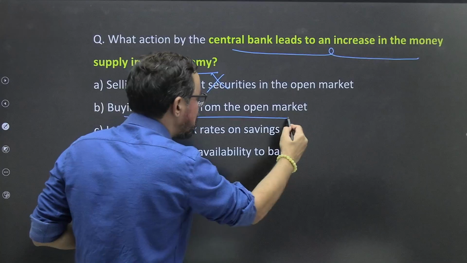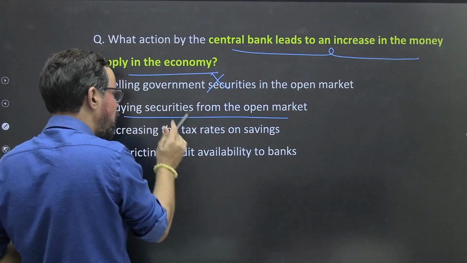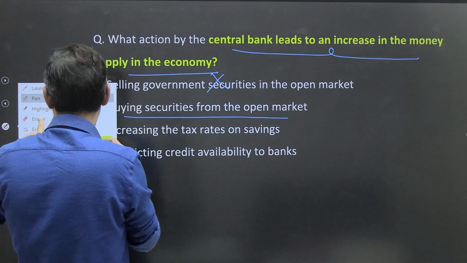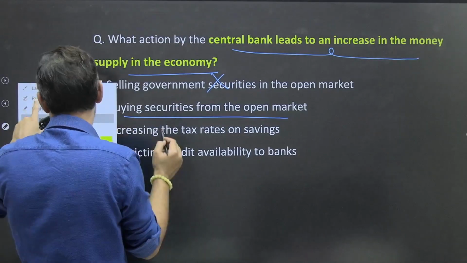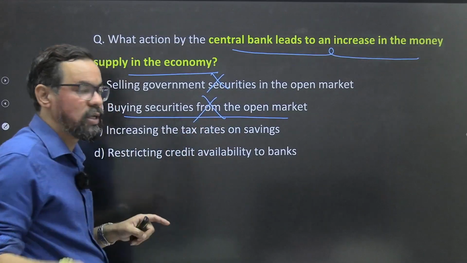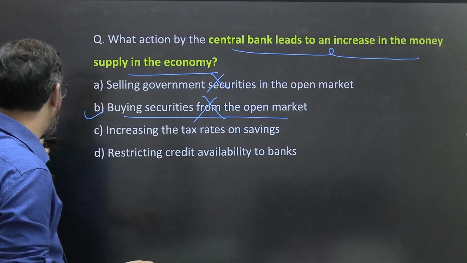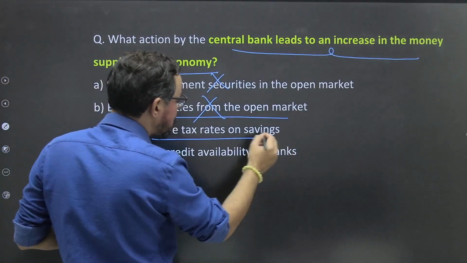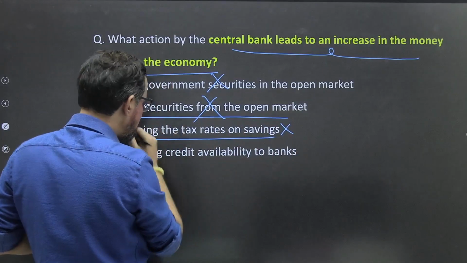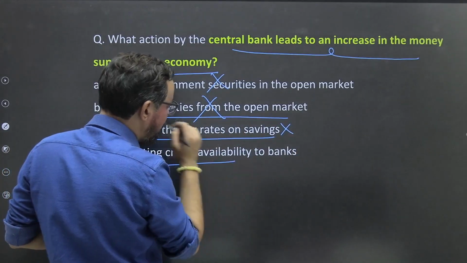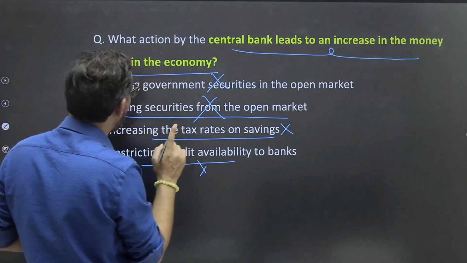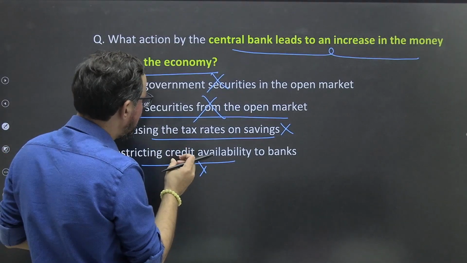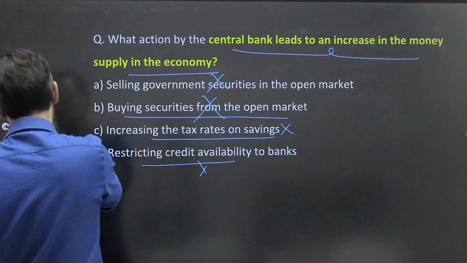Buying securities from the open market, definitely this will be... sorry, this is also wrong. Buying securities from the open market, if you are doing so, again that will decrease the money supply in the market. So this is not the right one. Sorry. And the next one, increasing tax rate on saving. This will also decline. Restricting credit availability to banks, this is no. So option B only will be the right answer.